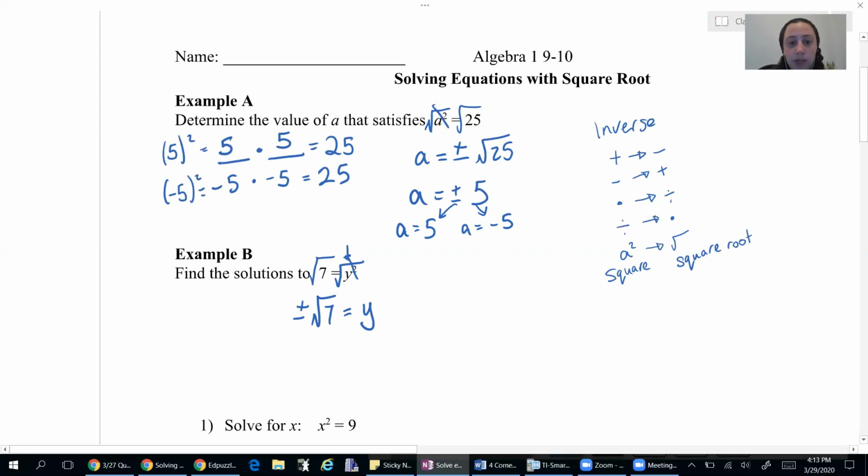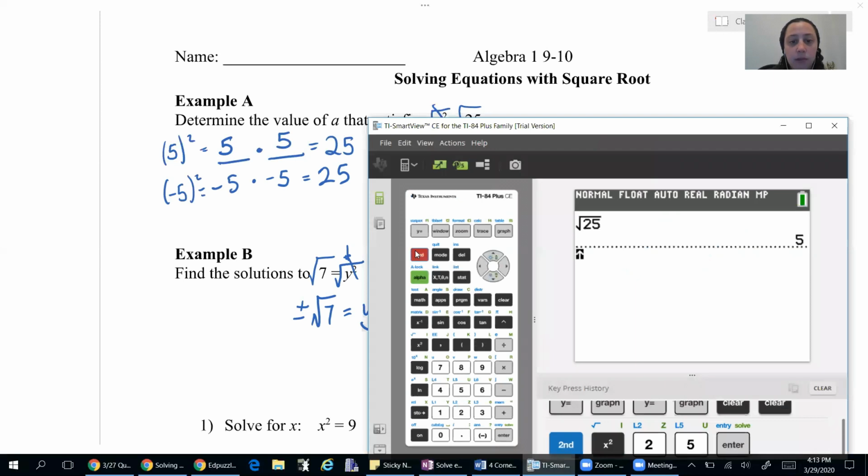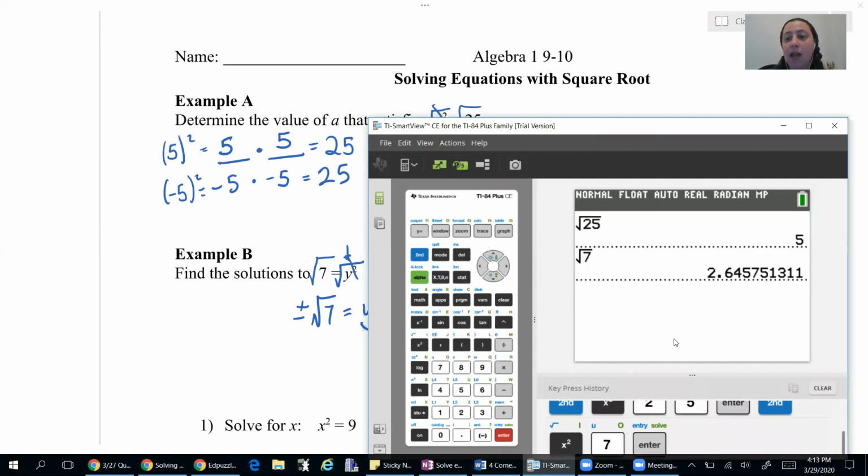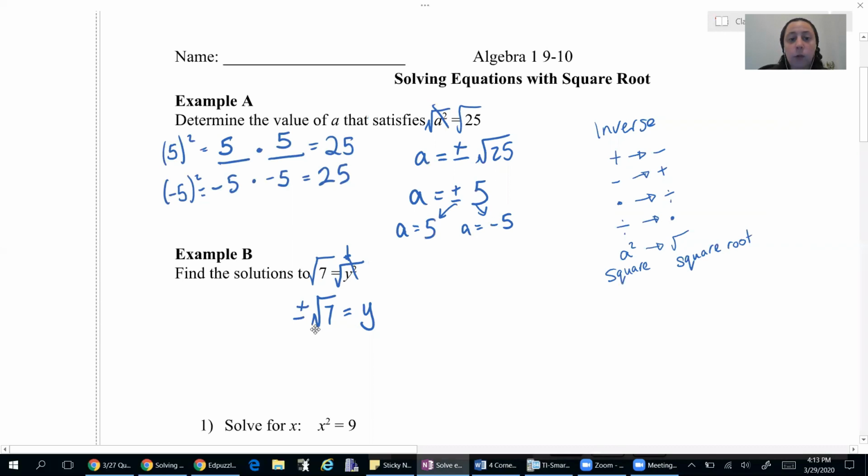So now I can put it in my calculator. Second x squared, 7. And this gives me a really long number. This is an irrational number that doesn't ever really end. We can only see a certain amount of the number on the calculator, but this number goes on forever. So if we have an irrational number, we're just going to leave it in the square root. Okay, so we have two solutions here, plus square root of 7 and minus square root of 7. And we're just going to leave it like that.